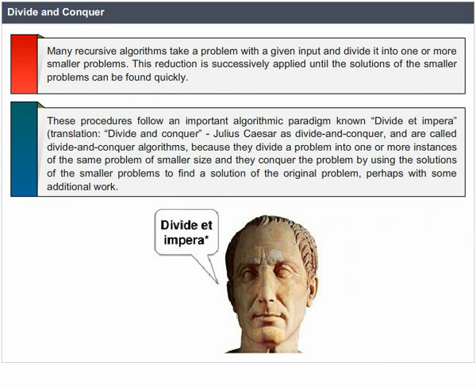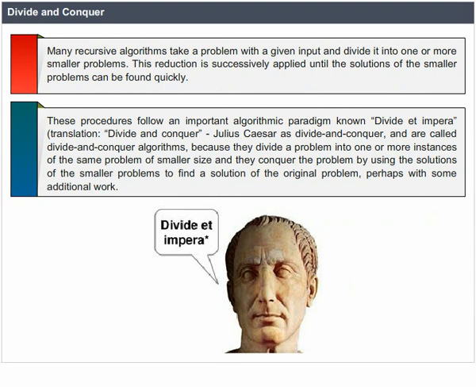The phrase, in Latin divide et impera, is attributed to Julius Caesar. These are called divide and conquer algorithms because they divide a problem into one or more instances of the same problem of smaller size, and they conquer the problem by using the solutions of the smaller problems to find a solution of the original problem, perhaps with some additional work.